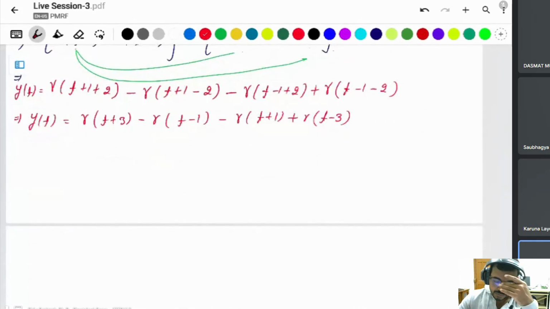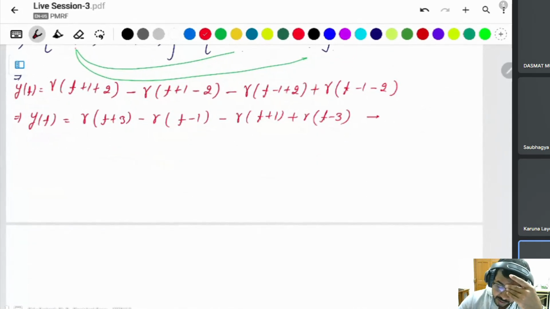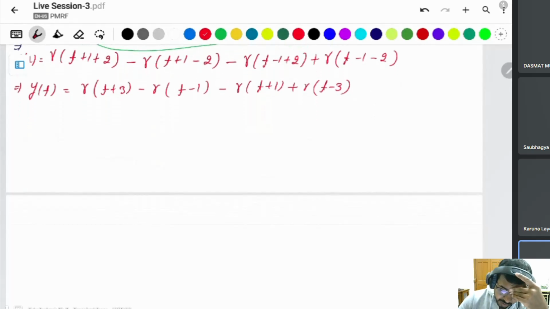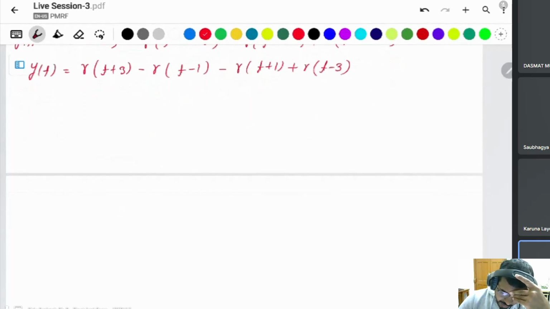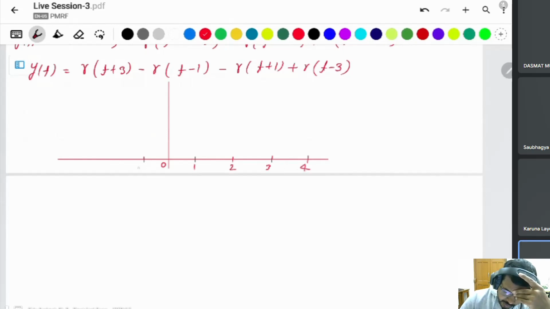Okay, this is the final answer. Then how can you draw the signal by this equation? Zero, 1, 2, 3, 4. This will be minus 1, minus 2, minus 3, minus 4.